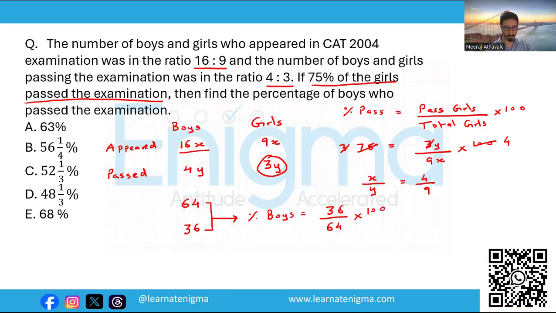Okay. So let's divide it by 4. 4 9s are 16. So 9 upon 16. We can divide this. 4 4s are 4 into 25. Okay. So 25 9s are 225 divided by 4. So we have 56 1/4 percentage. So the answer is option B.